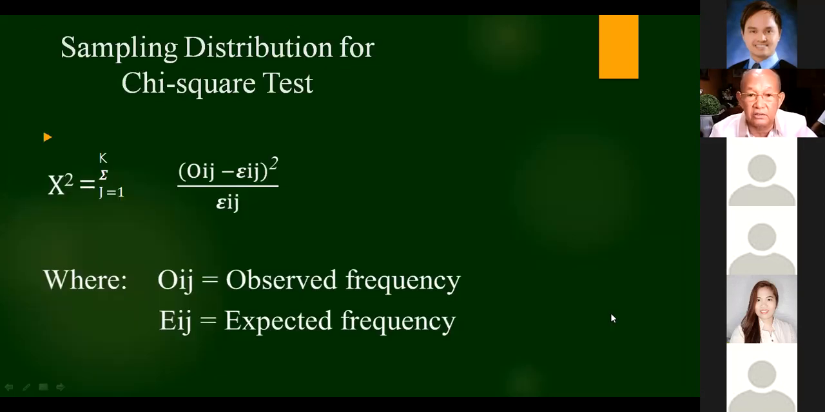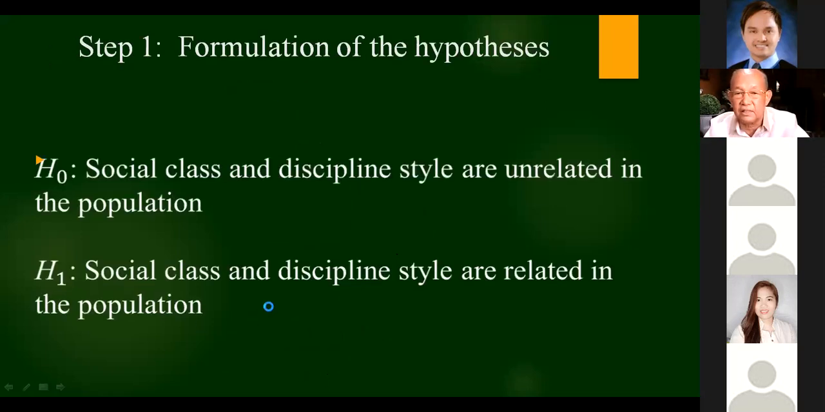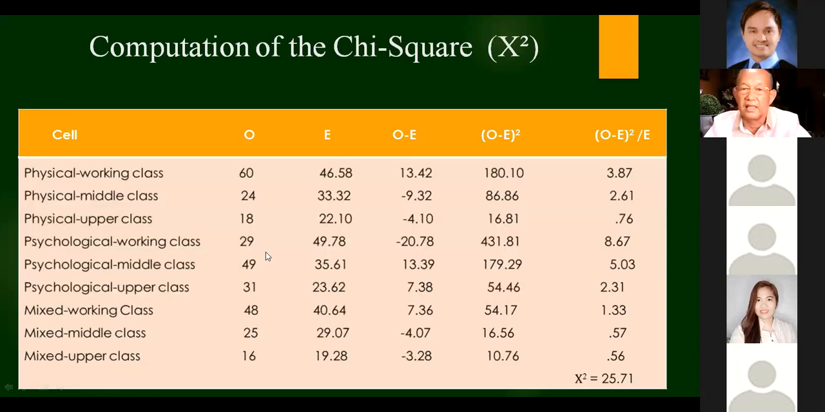So this is how it comes out. This is the calculation. You see that? You get it? 137, the total frequency of the rows, times 102, the total frequency of the column, over 300, the number of cases. If you solve for that, you will get 46.58. Is this clear to you? Is it clear where it came from? Yes po. Okay. Now, looking at our table, this is the observed, 60. Its expected is 46.58.